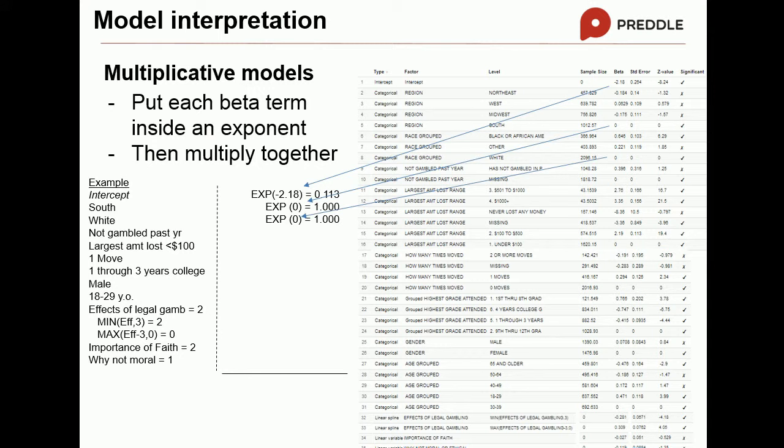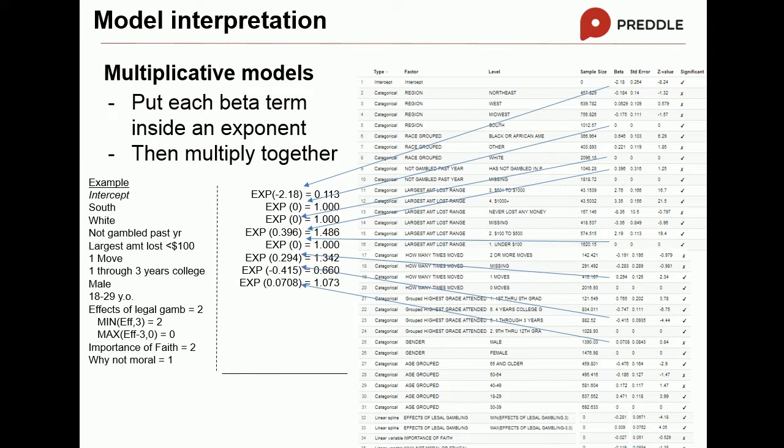Similarly, the beta for white is 0. The beta for not gambled in the past year is 0.396, which gives 1.486, and so on for the largest amount lost, 1 through 3 years of college, male, 18 to 29 years old. Now the effects of legal gambling is a bit different because we fit it as a spline, if you recall. We fit this as a straight line up to 3, then another straight line above 3. The levels down here make use of min and max functions.